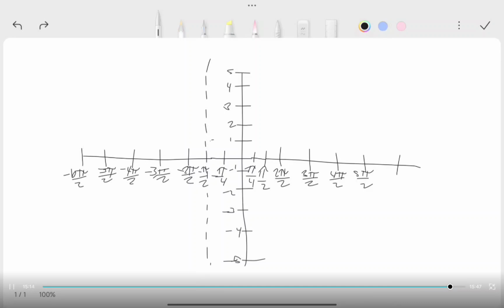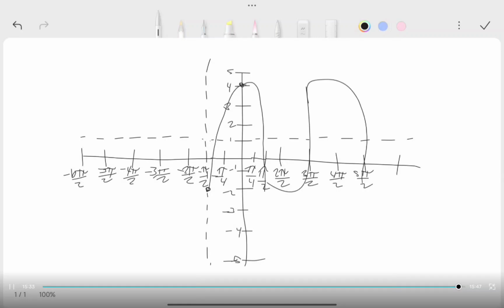Next is the vertical shift, which is the one up. So let's find some points and do the graph from negative 2 up to the positive vertical scale.